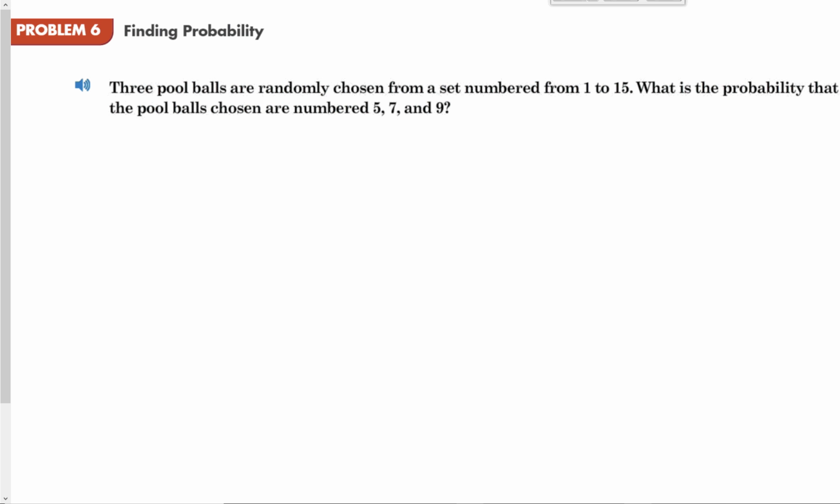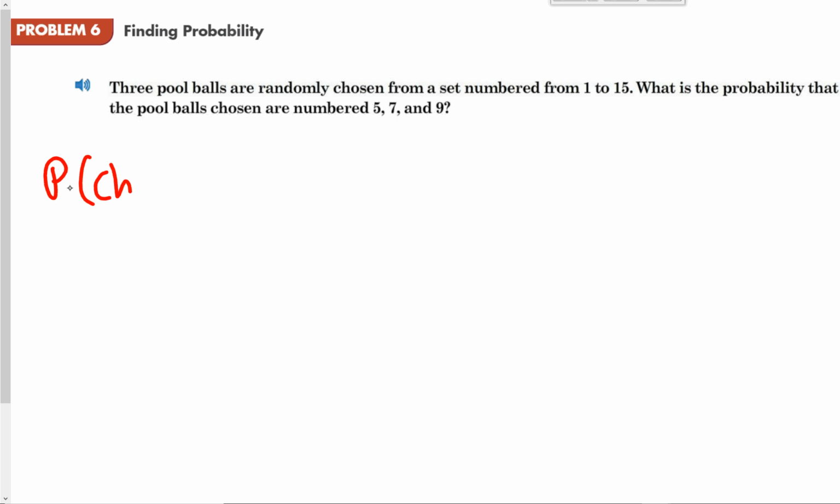All right, now let's jump into problem number 6. Finding probability. So we have 3 pool balls randomly chosen from the set numbered from 1 to 15. What is the probability that the pool balls chosen are numbered 5, 7, and 9? Okay, so there are a few different things we have to look at here. Since we're finding probability, we're not finding the number of ways we can get 5, 7, and 9. We want to find the probability of getting a 5, 7, and 9.